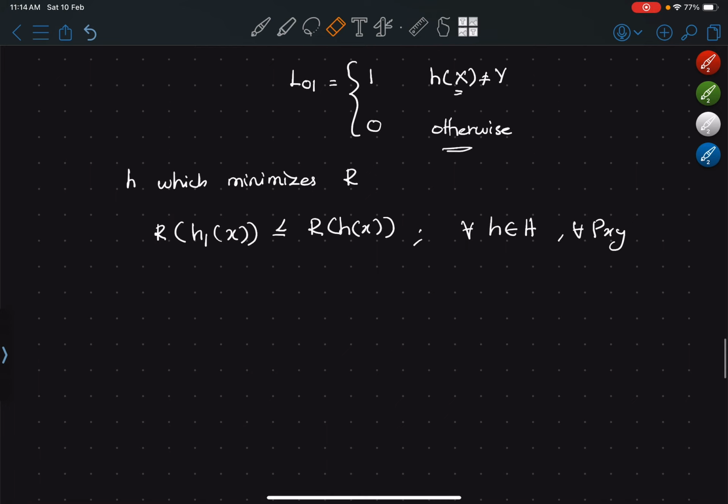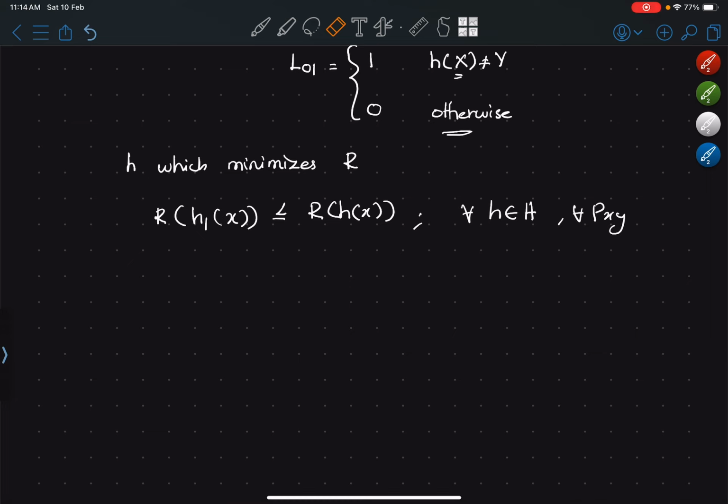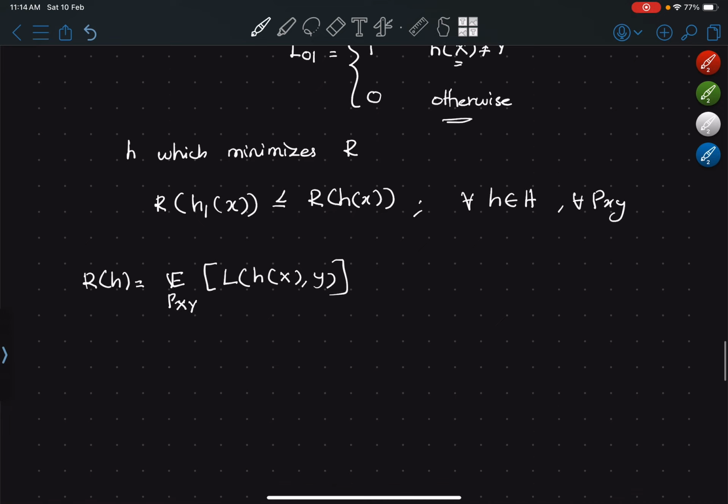Now we have to find an optimizer like this, right? So for this, let's expand this R of h a bit, along with the corresponding loss function which we have. R of h is the expectation over the distribution pxy of the loss function of h of x comma y. I hope this is very clear. There's no doubt about it.